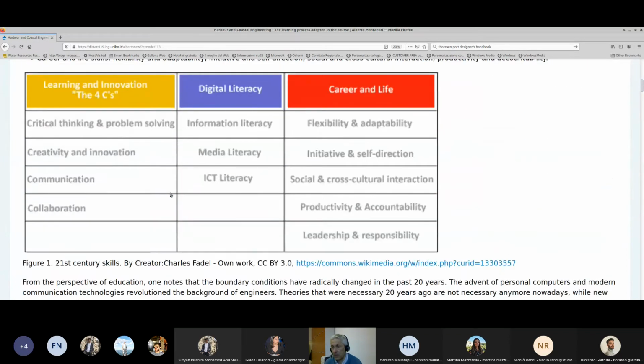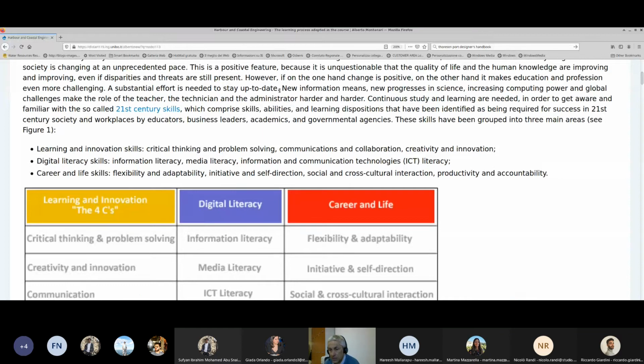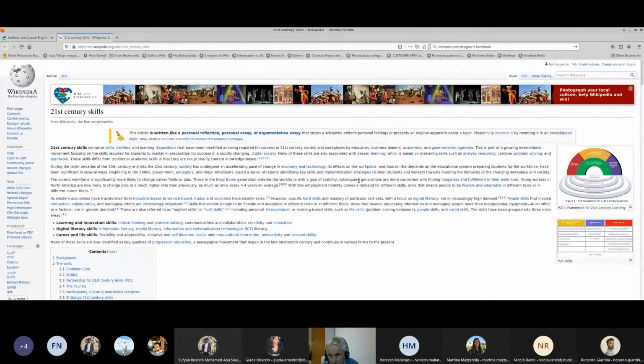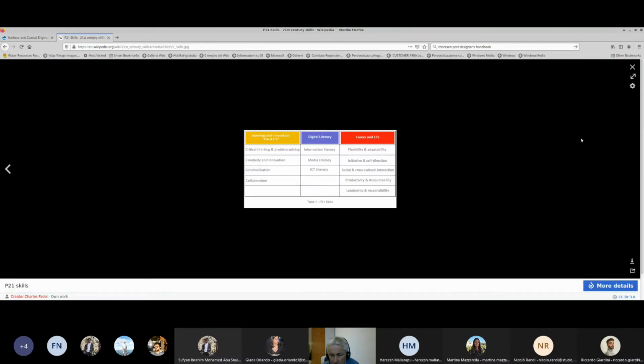And in particular, let's look at this table, which you can find in a Wikipedia page. The Wikipedia page is here. You see this link, 21st Century Skills. Click here, and this is the Wikipedia page. And you see here the figure that I included in my website. Let me go back to it.